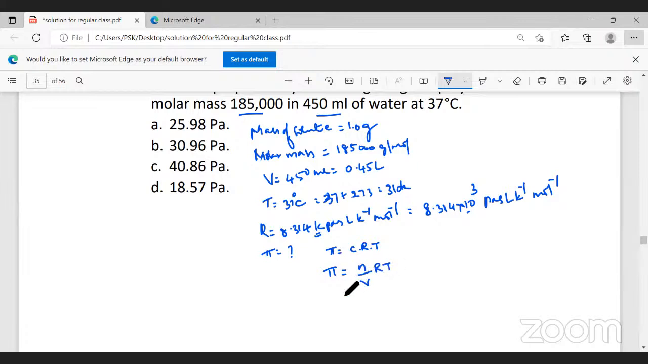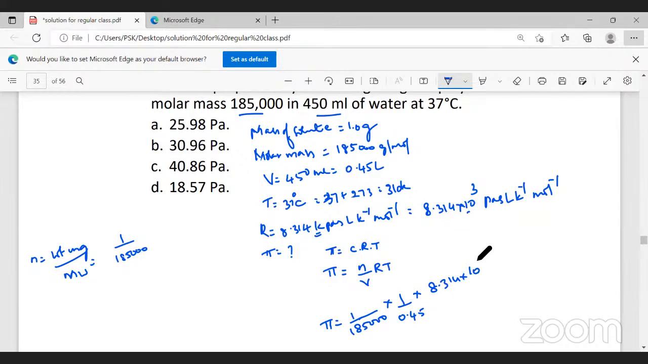What is N? N stands for number of moles. Now, what is the number of moles? The number of moles is weight in grams by molecular mass. Now, what is the weight? They have given 1. Molecular mass is 1,85,000. So that's nothing but the number of moles. So what will be pi? Substituting, pi will be equal to 1 by 1,85,000 divided by the volume, 0.45 liters, and the solution constant, 8.314 into 10 to the power 3.